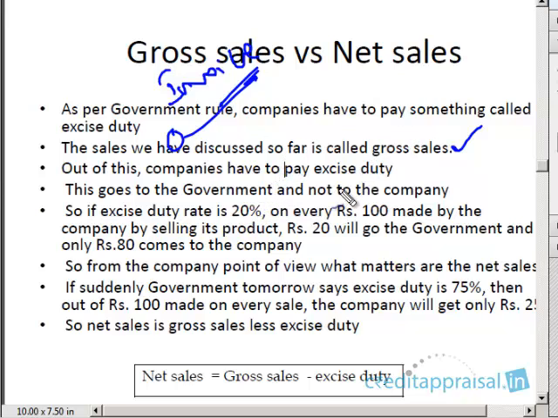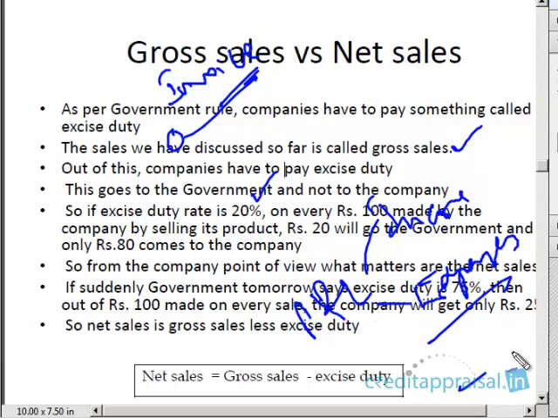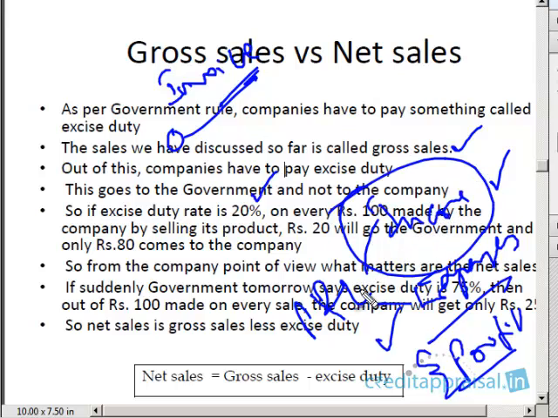Now our companies have to pay something called excise duty on the goods manufactured. This goes to the government and not to the company, so this is not an income to the company. Since in the P&L account we are tracking the income and expenses in relation to the company, and finally we arrive at the profit, this is income accruing to the company, expenses, and the resultant profit. So we have to speak of only income to the company, not to the government.